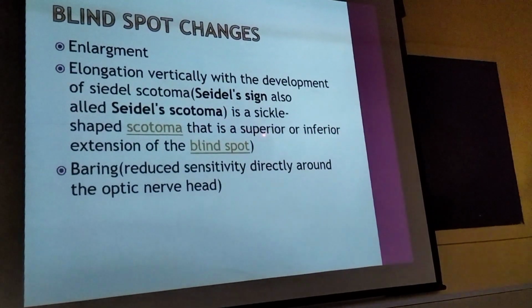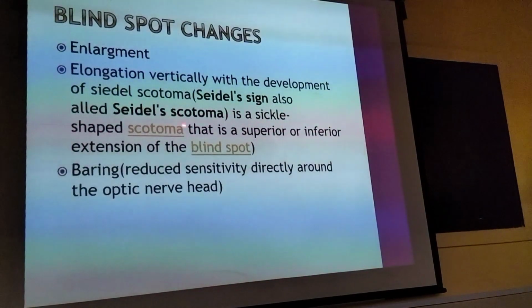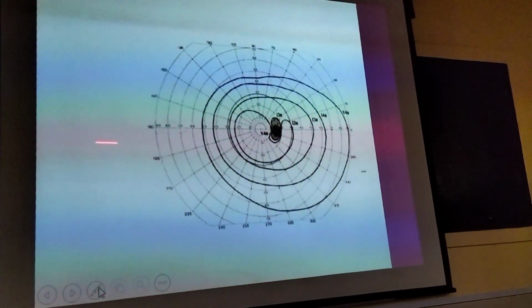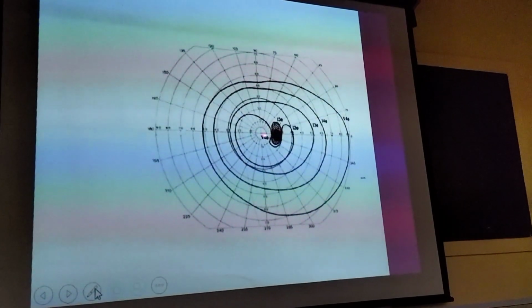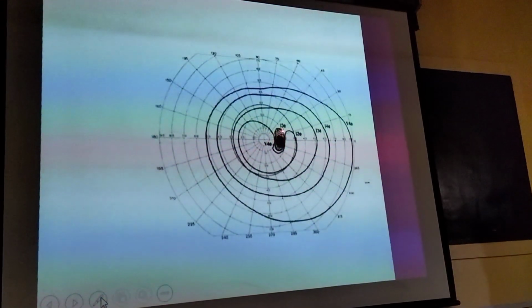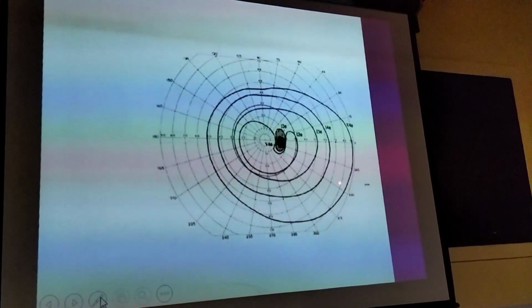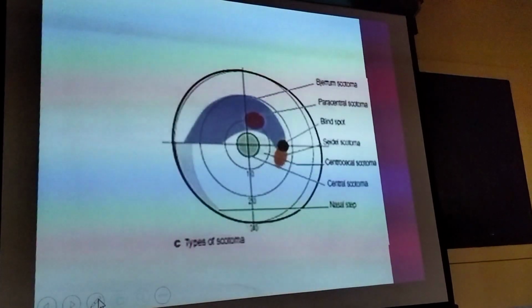ठीक है, अब ये ऊपर भी जा सकता है और नीचे भी जा सकता है. फिजियोलॉजिकल ब्लाइंड स्पॉट यहाँ पे आपने देखा, ये ब्लाइंड स्पॉट जो कि पहले सर्कुलर था, it has now elongated superiorly as well as inferiorly. So this name is now sedal scotoma. ठीक है.